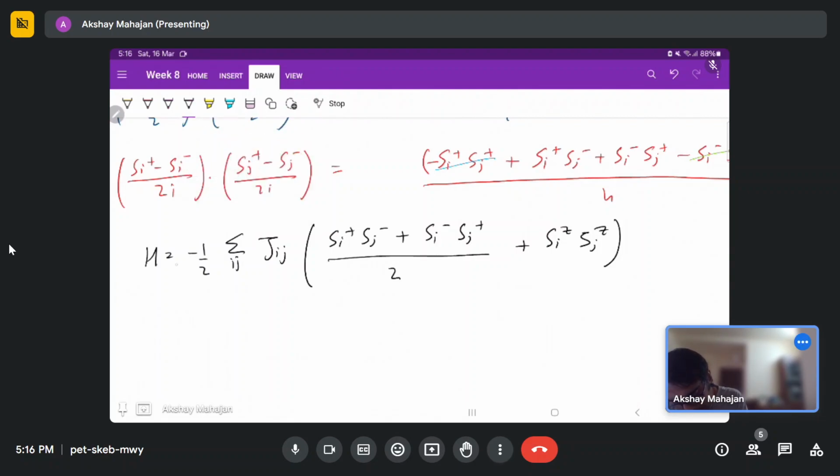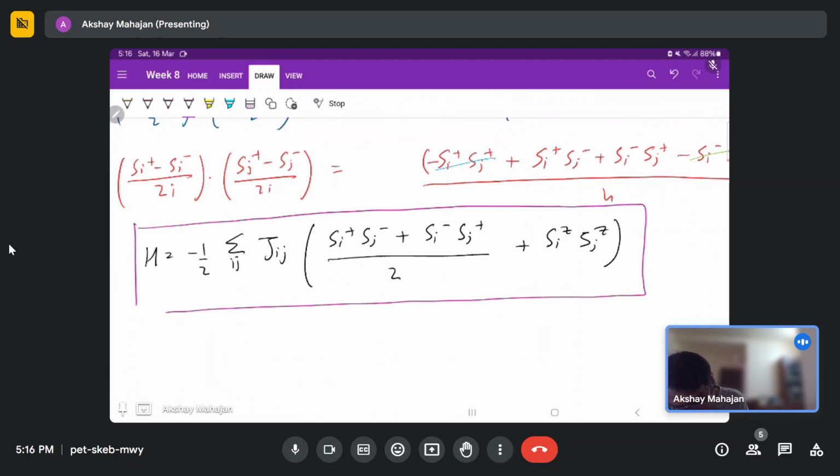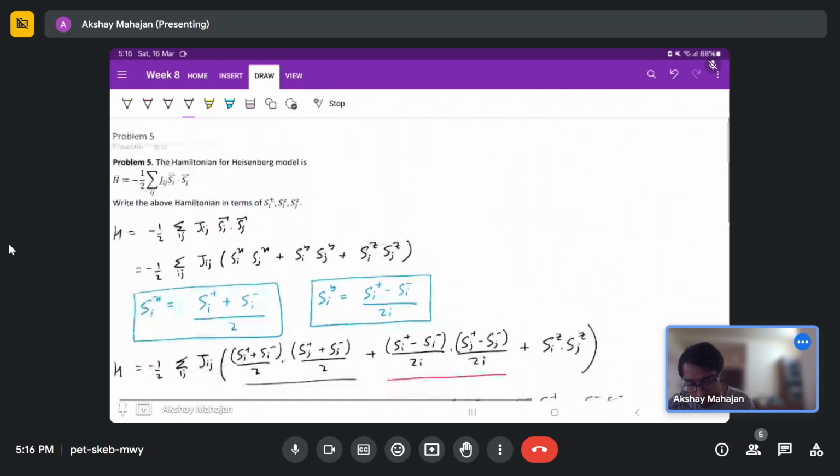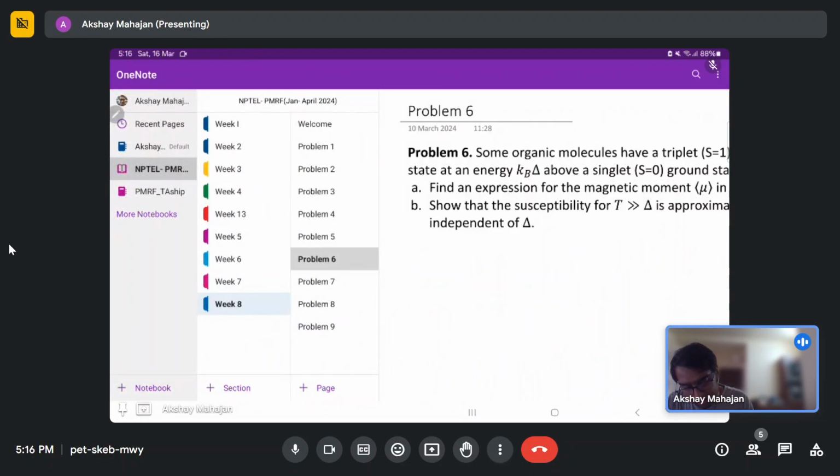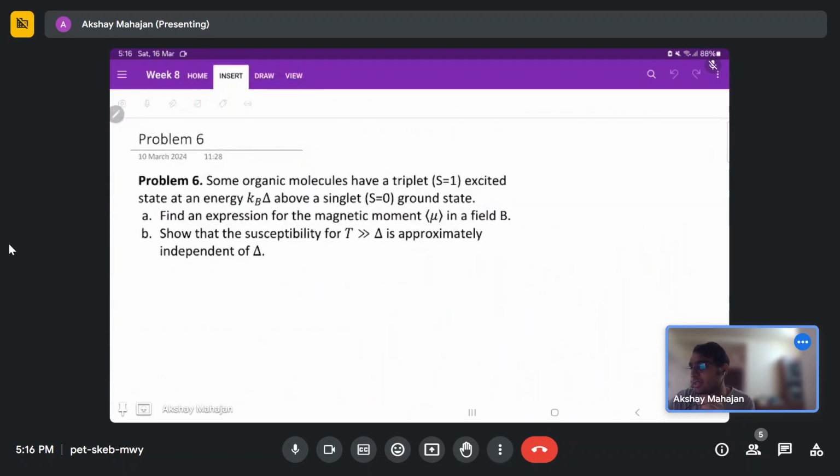We have changed our Hamiltonian, and the Hamiltonian is now in terms of the Si plus minus and Sj plus minus operators, and the Siz and Sjz operators. Any doubt in this problem? Okay, so this was problem number 5. So let's move to problem number 6 then.